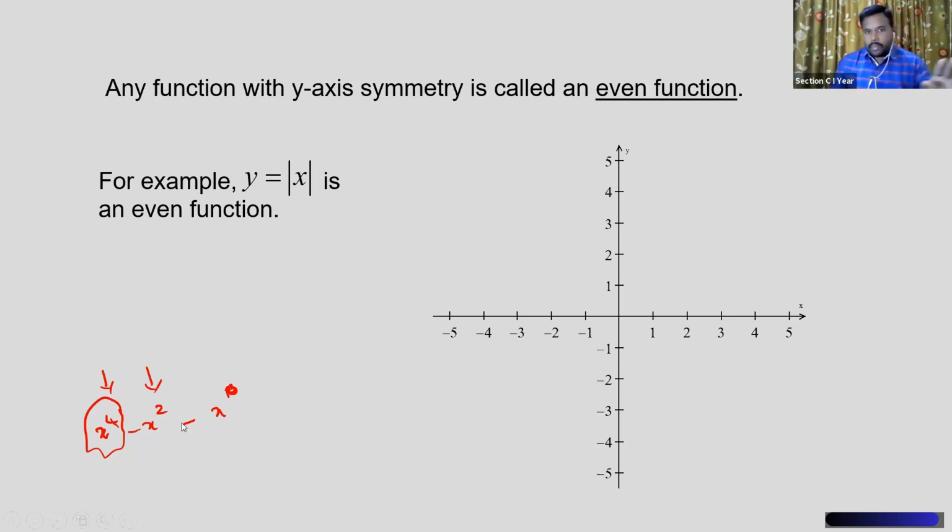If you just draw the diagram of this particular function like y is equal to x, you had seen y is equal to x square. y is equal to x square is also an even function. Then if you take y is equal to mod x, do you remember the definition of mod x? Anybody?